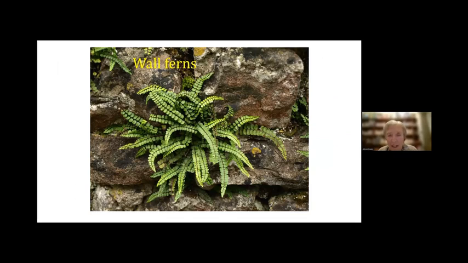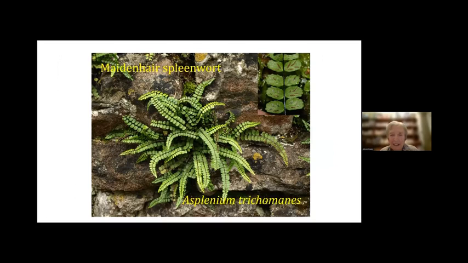So moving swiftly on, wall ferns. I'm sure you all know this character. Very common, often in urban settings. And this is a maidenhair spleenwort, has a black rachis. It's once divided, and being in a Asplenium, it's got these linear sori.